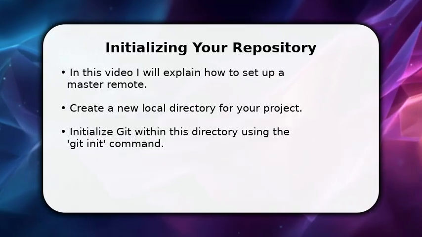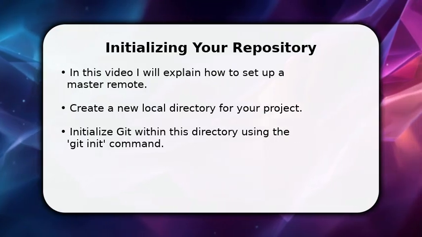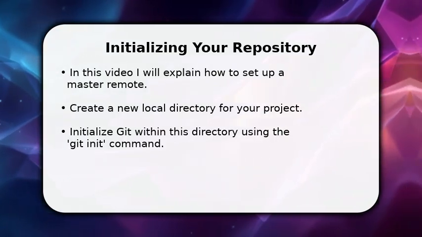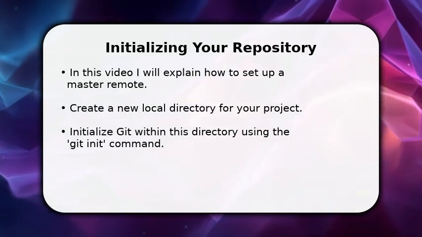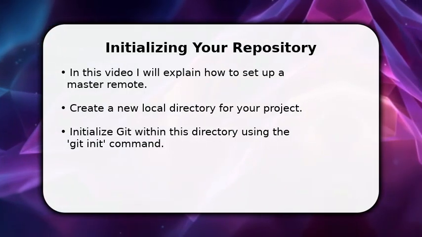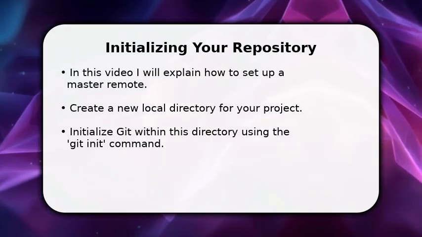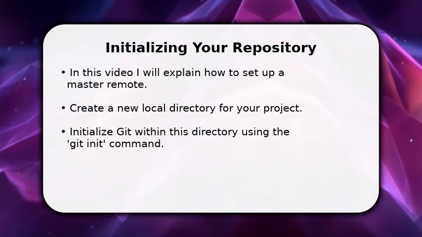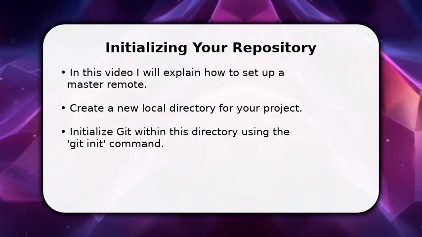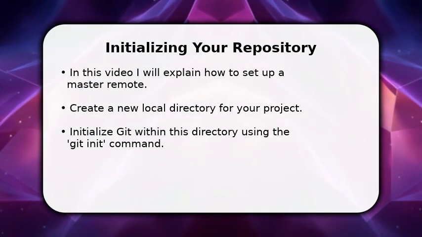Start by creating a new folder for your project on your local machine. Navigate into this directory using your terminal or command prompt. The very first step is to initialize a Git repository here by typing git init. This command creates a hidden .git folder, which is essential for tracking all your project's changes. Next, add your files and make your initial commit.